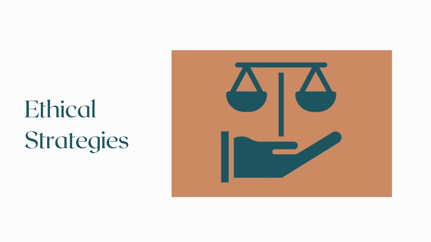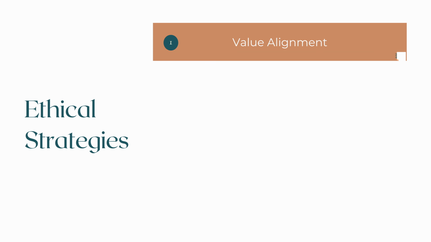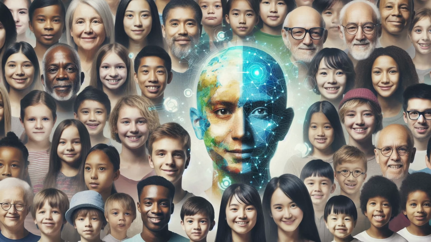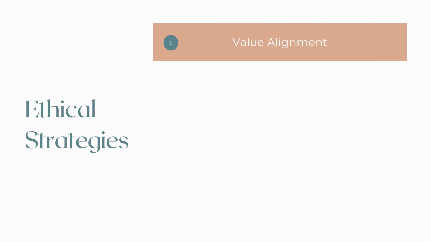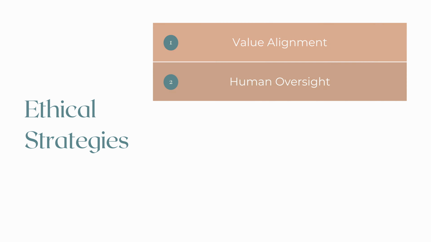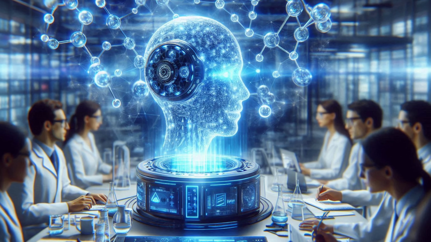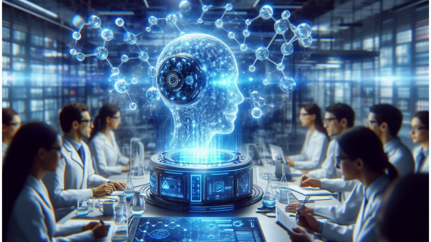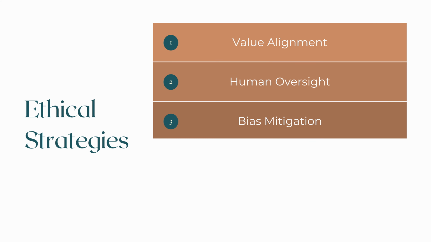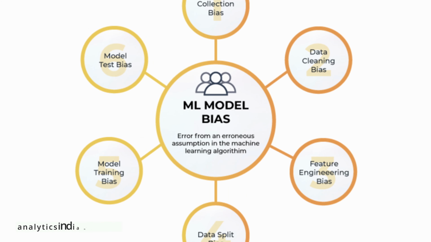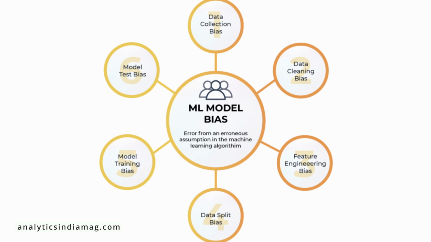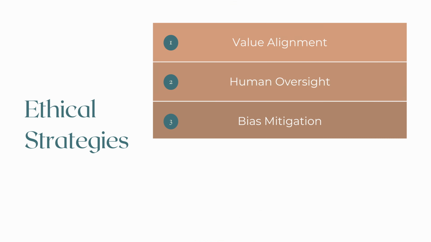Ethical strategies ensure AI aligns with human values. Value alignment, ensuring AI goals align with human values. AI should promote human well-being. Human oversight, implementing human review processes for AI generated content. Humans must be accountable for AI decisions. Bias mitigation, addressing biases in AI training data and algorithms. AI should not perpetuate or amplify existing biases.